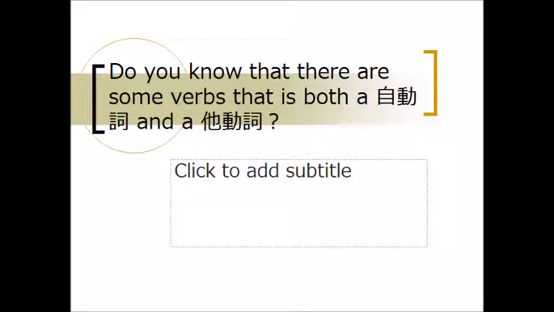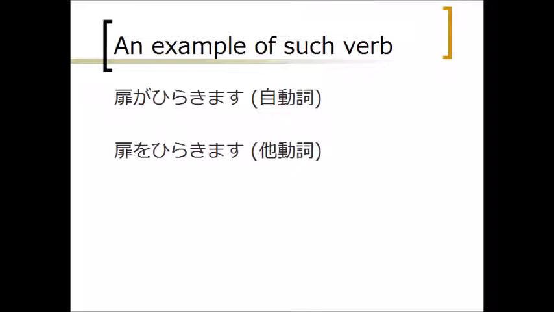However, do you know that there are some verbs that are both a jidoshi and a tadoshi? One example of such a verb is hirakimasu. Tobira ga hirakimasu. Tobira o hirakimasu. So hirakimasu is both a jidoshi and a tadoshi. However, the lucky thing is that in Japanese, such verbs, which are both a jidoshi and a tadoshi, are very, very few. So we can kind of ignore them.